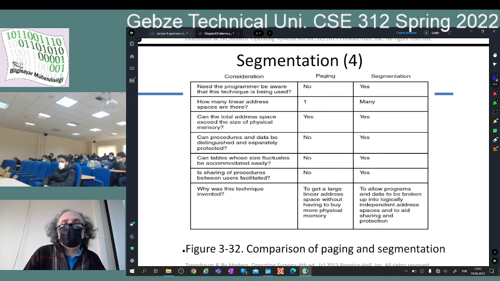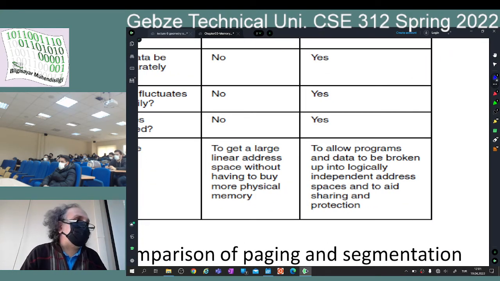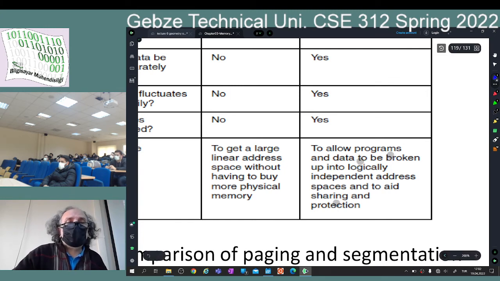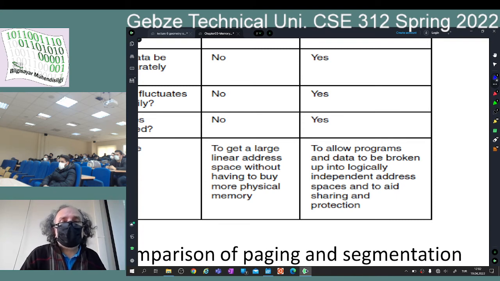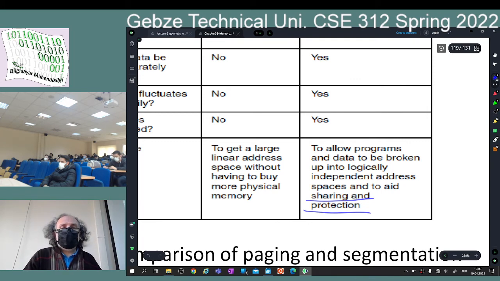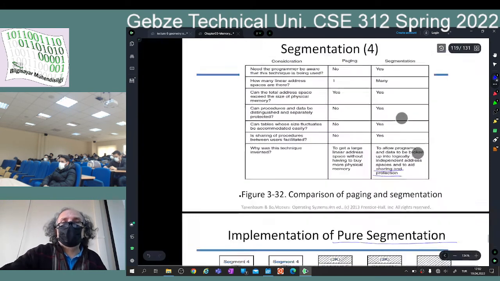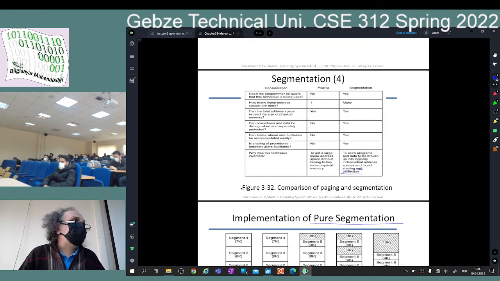Okay, so why were these techniques invented? For paging, to get a large linear address space without having to buy more physical memory. For segmentation, the idea is the same, but on top of that, to allow programs and data to be broken into logically independent address spaces, and sharing and protection by the user is the other plus. So these three things are good for segmentation. Good. So that's segmentation.